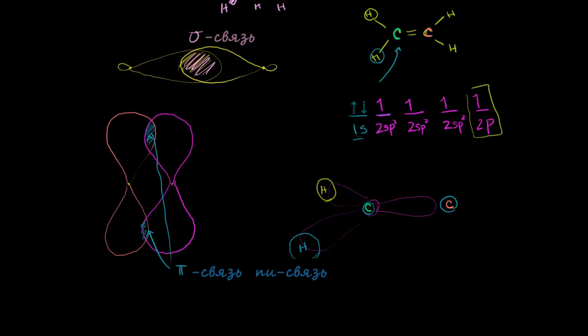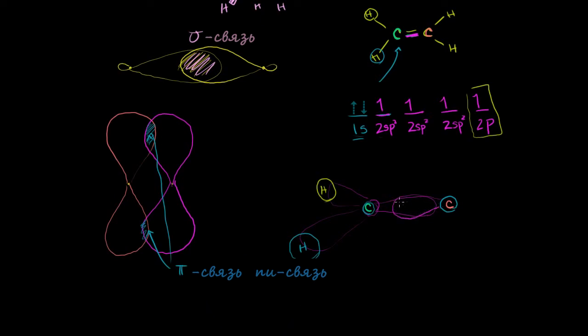But let me draw his bonds. So first of all, you can imagine that bond right there, which would be an sp2 hybridized bond. Let me do that in the same color. So he has this bond right here, which would be an sp2 hybridized bond.